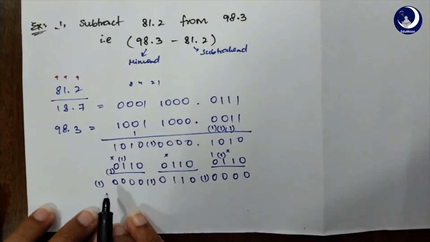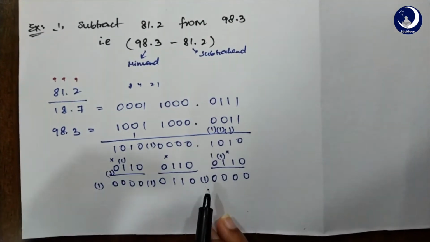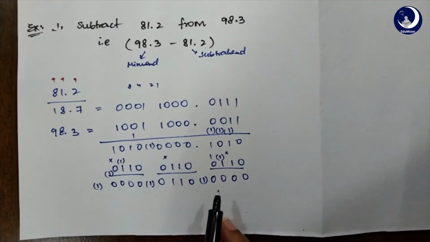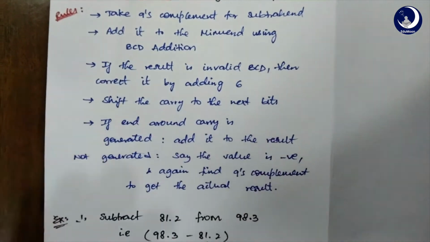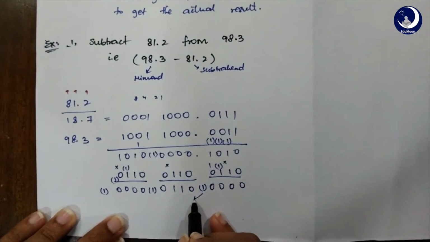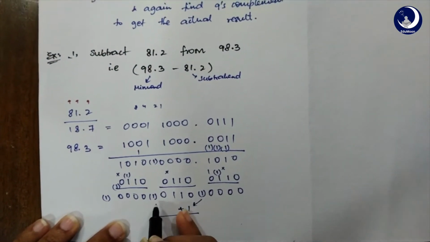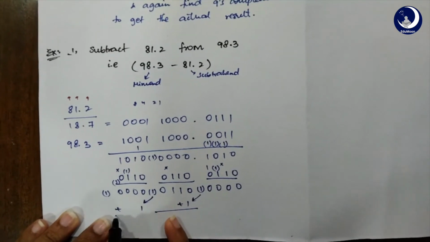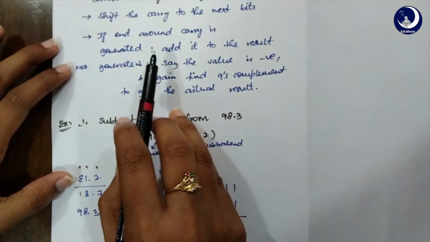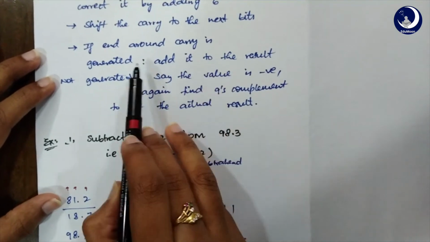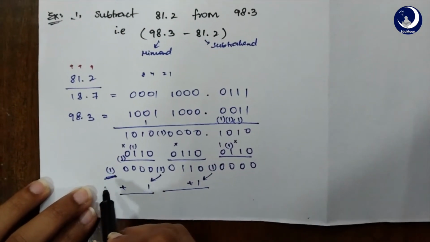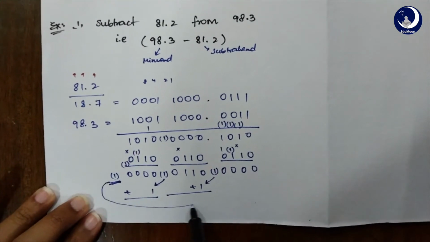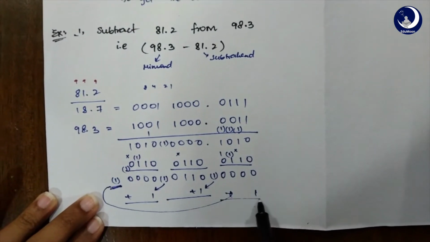Now we got carries for all three sets of bits. According to the rules, we will be shifting the carry to the next bits. So this one gets placed here, and this one gets placed here. Now, according to the rules again, check if an end around carry is generated. Now see, we got an end around carry here, right? So this one will be added to the result finally.